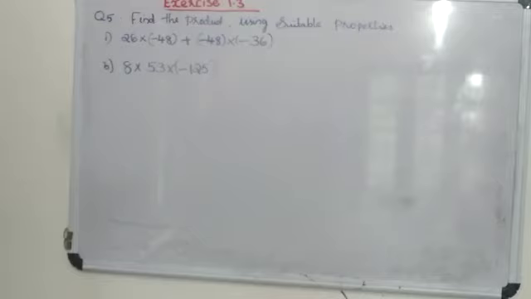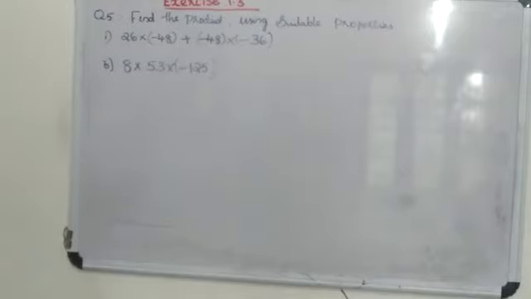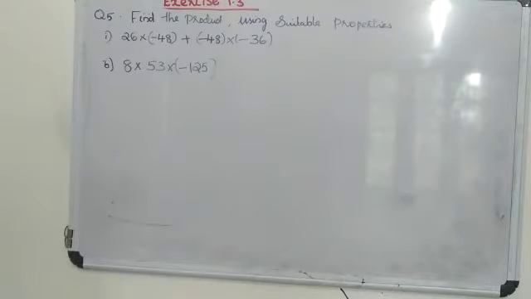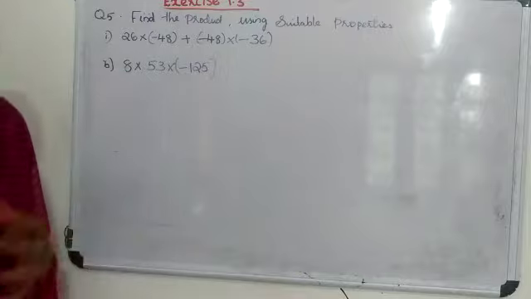See question number 5. Find the product using suitable properties. You have two questions given. In your textbook, you have 8 questions. In that, 2 we will do. The remaining 6, you just try at your home. Okay. Then how to do it? We need to find the product using suitable properties. Let's check.